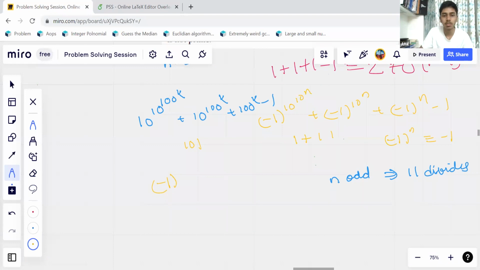Because, okay, yes, this becomes minus 1 to the even thing. This is minus 1 to the even thing. This is minus 1 to the k minus 1. So, okay, if k is odd, then 101 will divide.